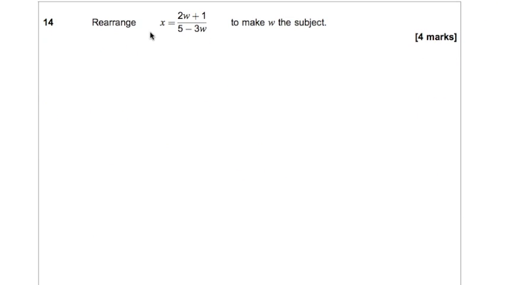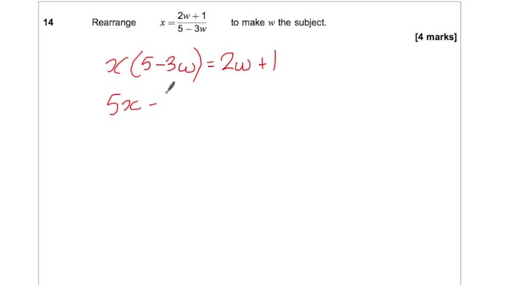Okay, 14. Rearrange this to make W the subject. This is a really standard rearrangement question. So we times by the denominator. Process is always the same when you've got them like this. Multiply out the left. Get all the terms with a W on one side. So I think I'm going to put them on the right. You could put them on the left, it will make no difference. But if I put them on the right, they'll both be positive, which is nice.